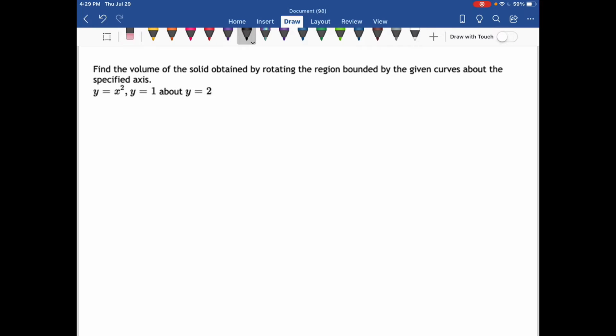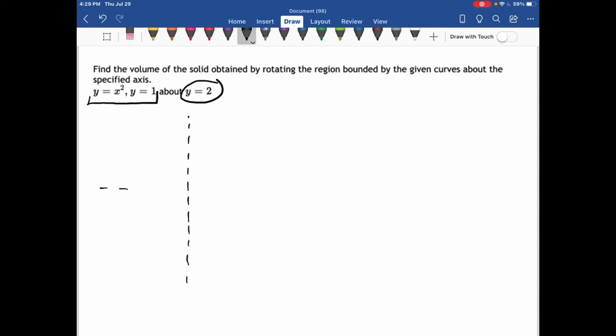In this example, we need to find the volume of the solid obtained when we rotate the region that's bounded by the given curves about the line y equals 2. There's our axis. And the two curves that we are going to find the region bounded by are y equals x squared and y equals 1.